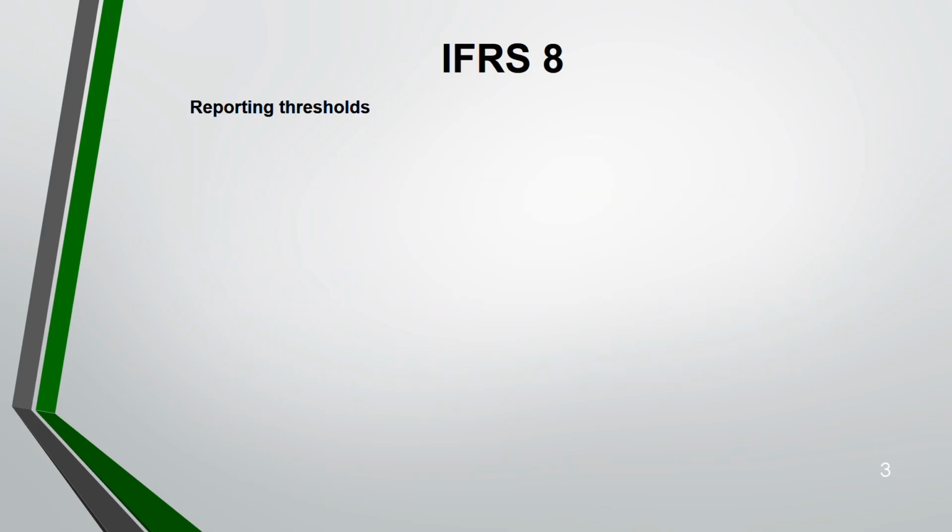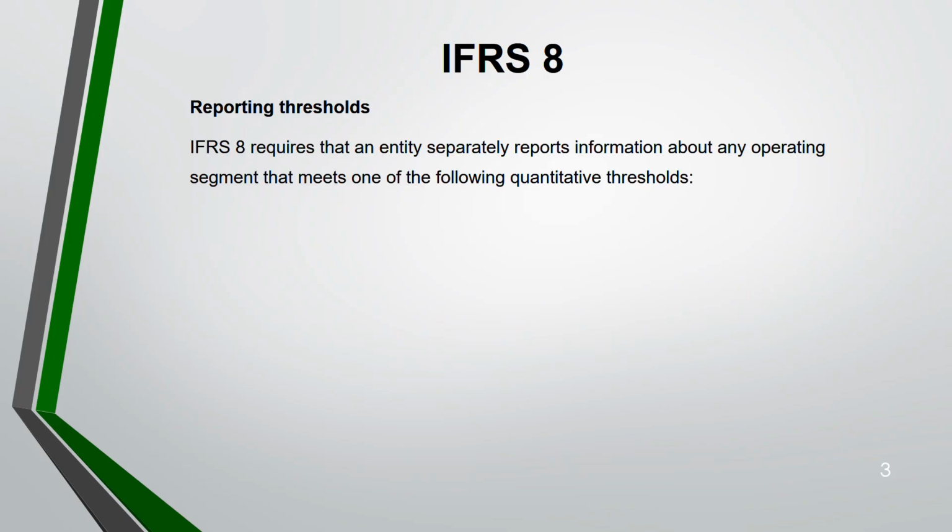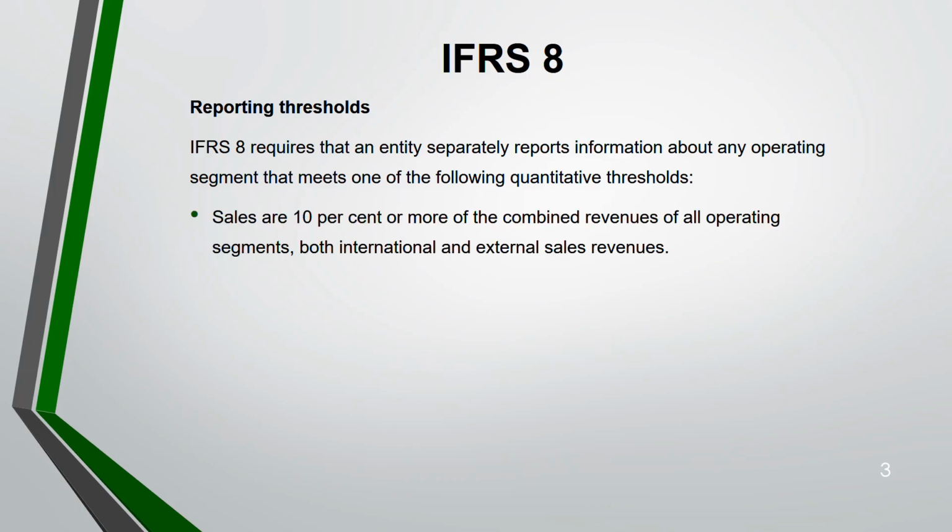Now, what are the reporting thresholds that say that if you are beyond this level, you have to disclose? IFRS 8 requires an entity to separately report information about an operating segment if it meets one of the following quantitative thresholds. First, sales. Your sales has to be 10% or more of the combined revenues of all the operating segments. Remember, the sales will cover both internal and external sales revenue.